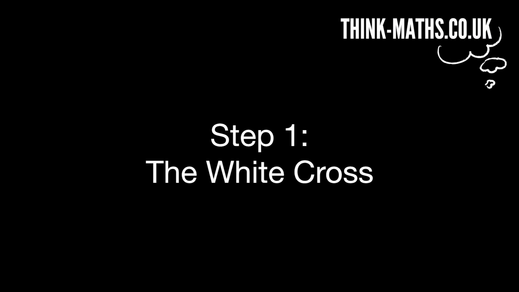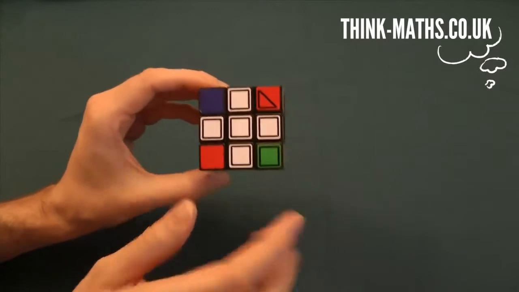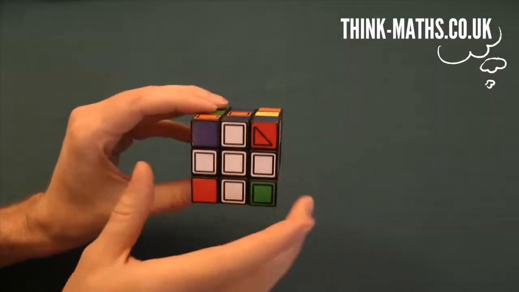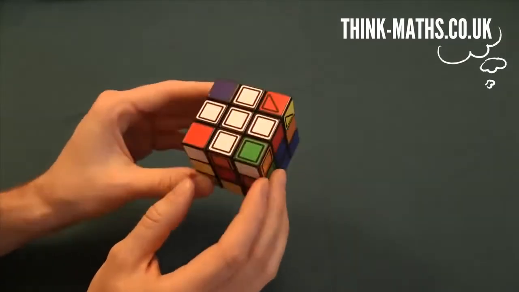Step 1, the white cross. Okay, so you should have something roughly like this, where you've managed to get all 4 white ones sooner or later to all be up the top. Don't worry, it actually gets kind of easier from here in.